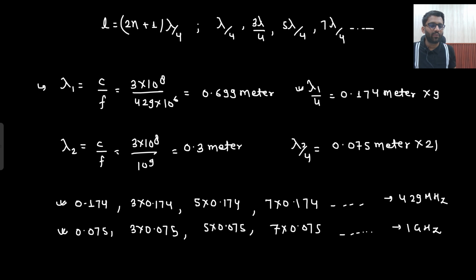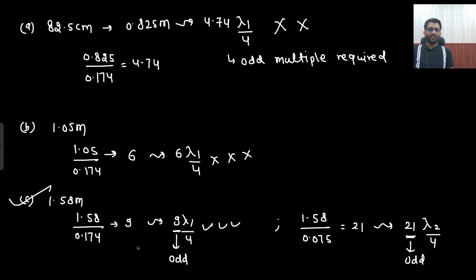So for that, what did we do? We started picking the options. In the first one, I got to know that this is not even an odd multiple of lambda by 4. In the second option, I got to know that it is an even multiple of lambda by 4, then that is also not applicable. Here I got to know that yes, it is an odd multiple, and this is also an odd multiple. Both are odd multiples, which means both will be satisfied with this option. So 1.58 meter is the correct answer. Is that clear to you?